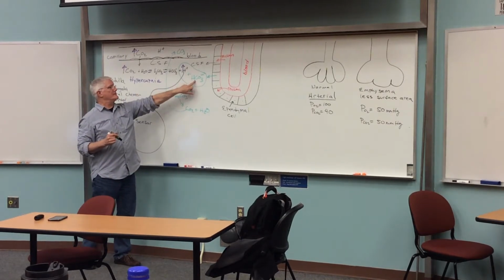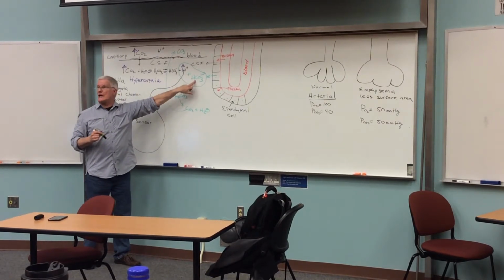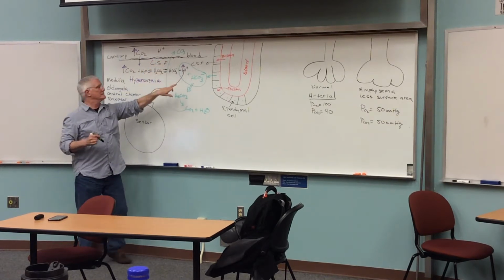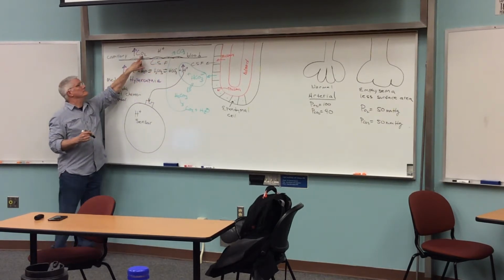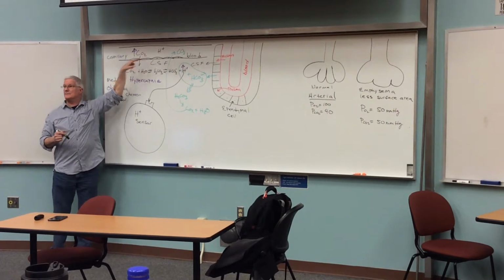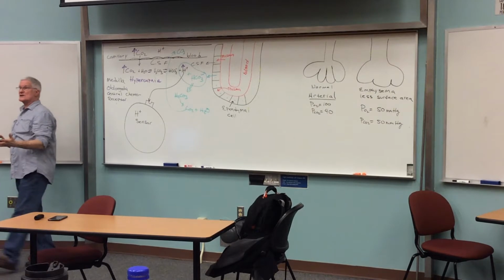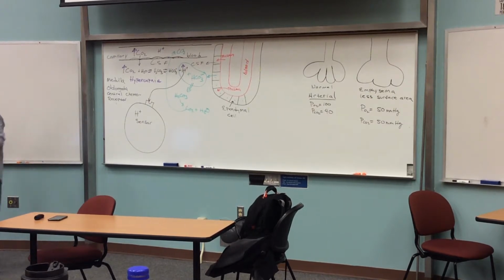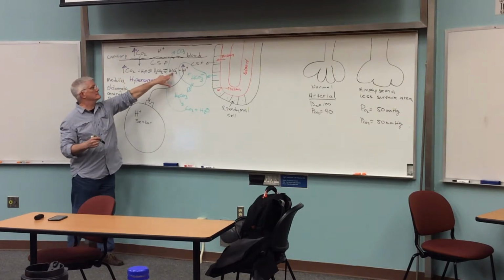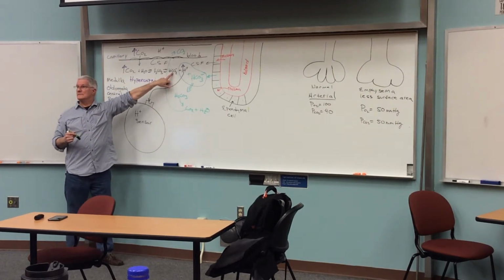This can't come from the blood because it's a charged ion. It can't cross the endothelium. But the carbon or the CO2 can come from the blood. Sure. Because it's not polar. Yeah. It can diffuse right through cell membranes, like oxygen can. But can that CO2 be turned into that charged ion? Sure, right there. From the blood.